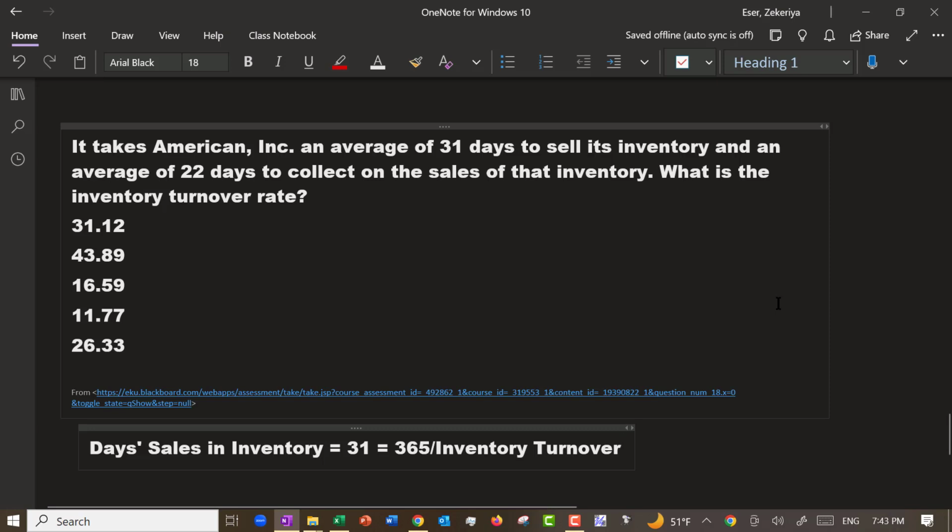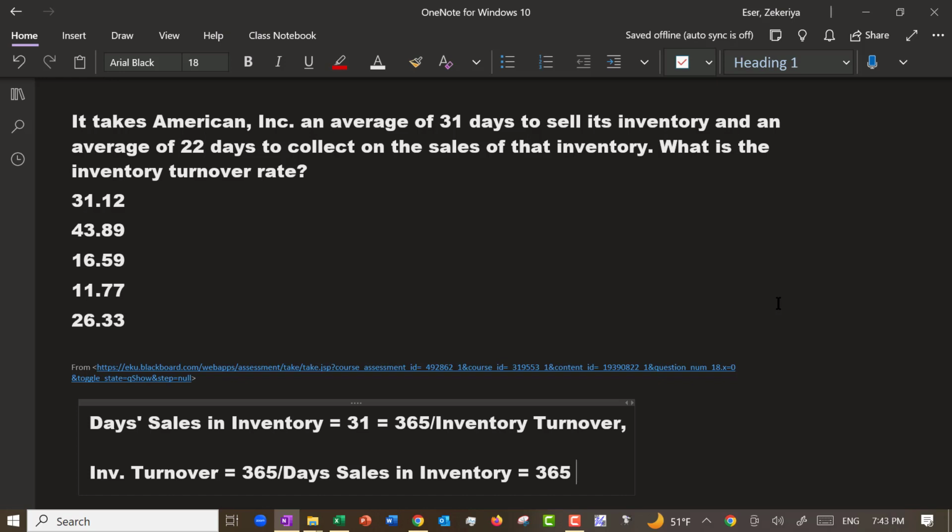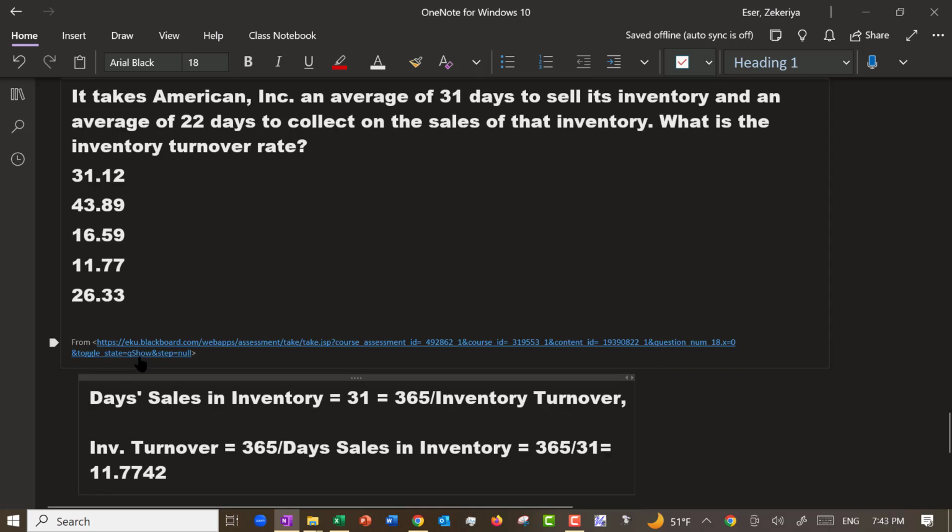So the only thing I don't know is inventory turnover, right? And inventory turnover is 365 over days sales inventory. $11.77. If you weren't paying attention, you may have used 22. That's average collection period. It has nothing to do with inventory. I mean, you may or may not have sold things out of the inventory. That's just receivables.